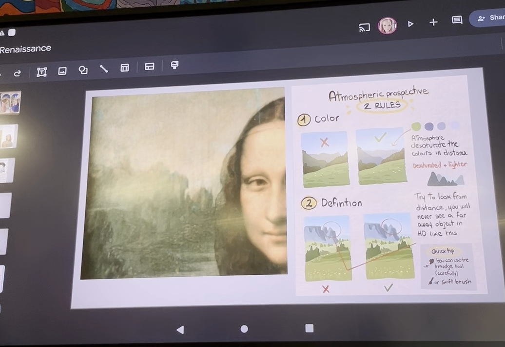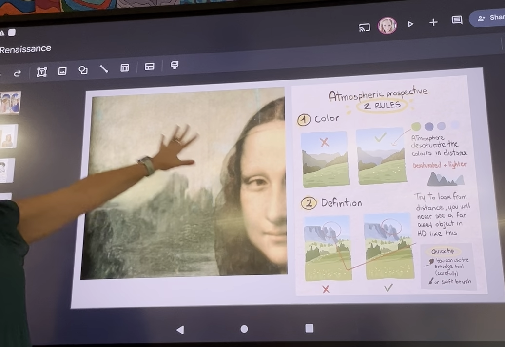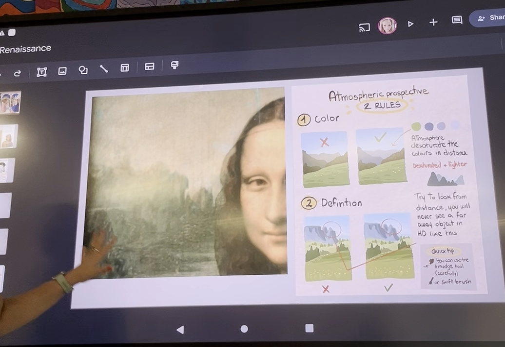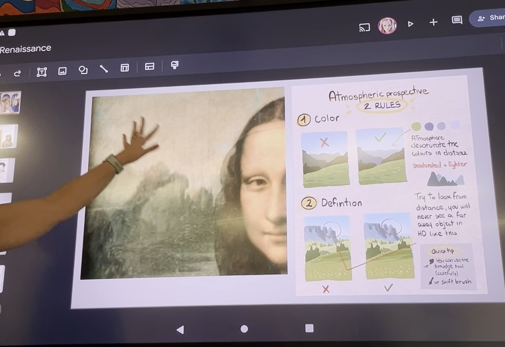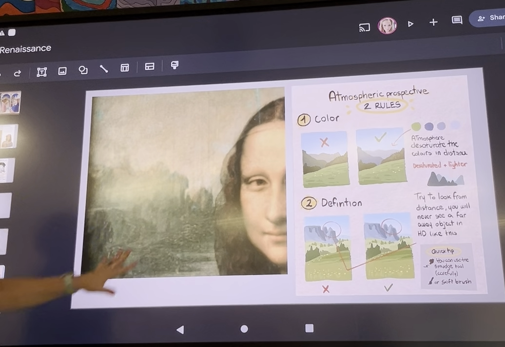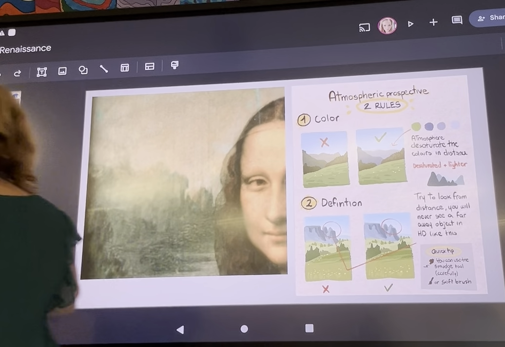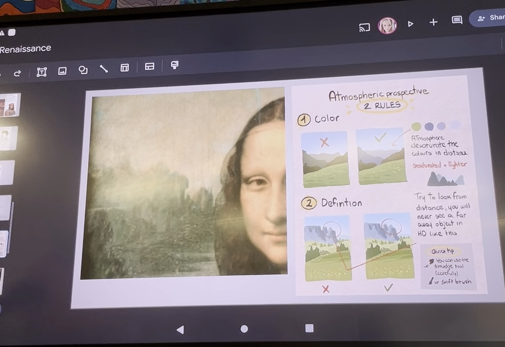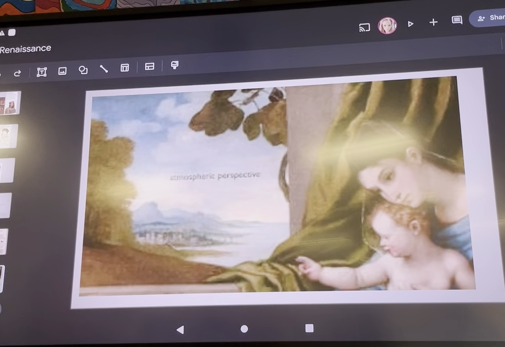We talked a little bit about Mona Lisa. Back here, in Italian, this is called sfumato, and it means smoky effects. And so he's really nailing that sfumato. And atmospheric perspective, which is darker in the front, lighter in the back. And here's another slide to indicate that.